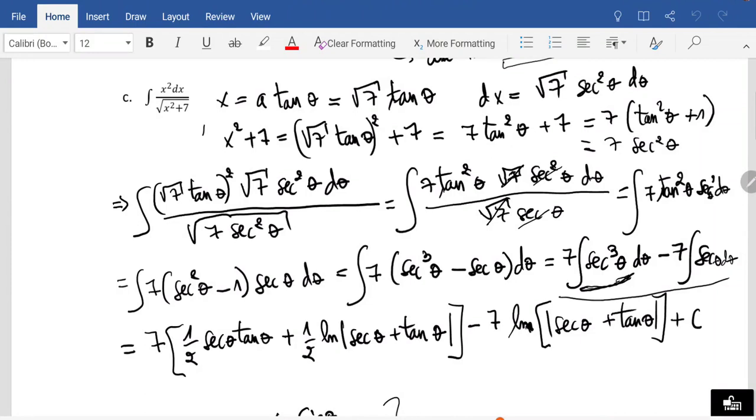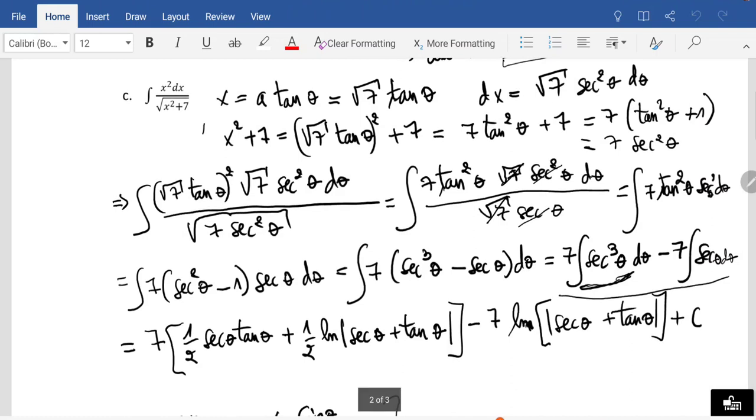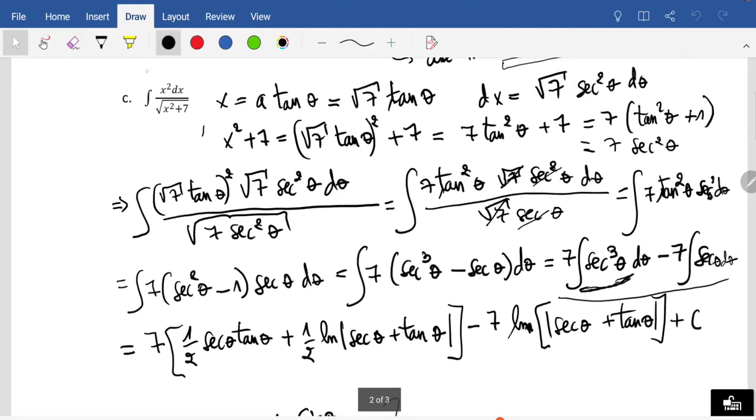So looking at sub-question C, we have to look for the integral of x squared over the square root of x squared plus 7, right? So if we look at our rules, we'll see that for this particular case, we can use the substitution of x being equal to a tan theta.